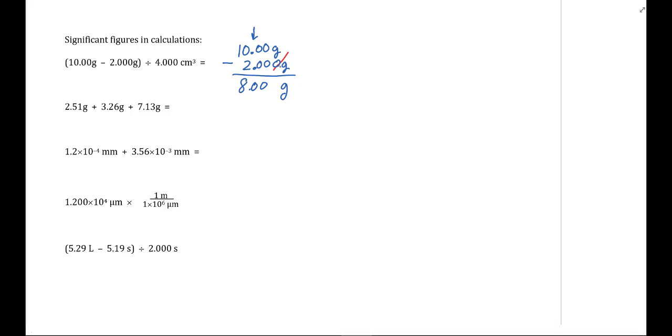So we started with 2 numbers with 4 sig figs, but we ended up with 1 number with 3 sig figs. Once you divide that by 4, you end up with an answer of 2.00 grams per cubic centimeter because we're limited to 3 sig figs with our intermediate answer.